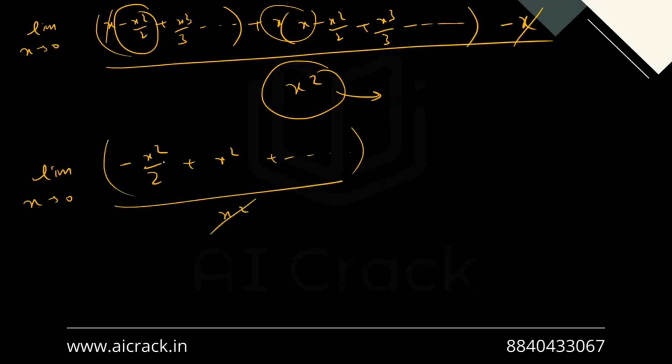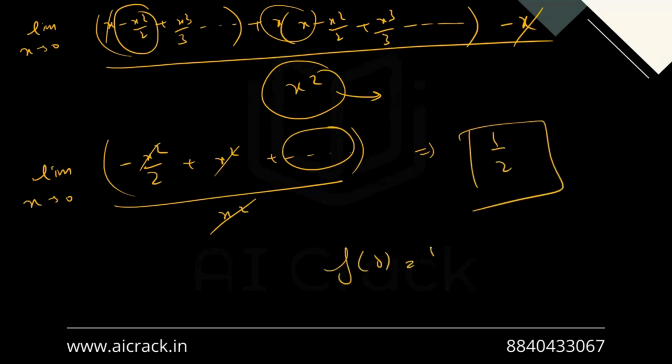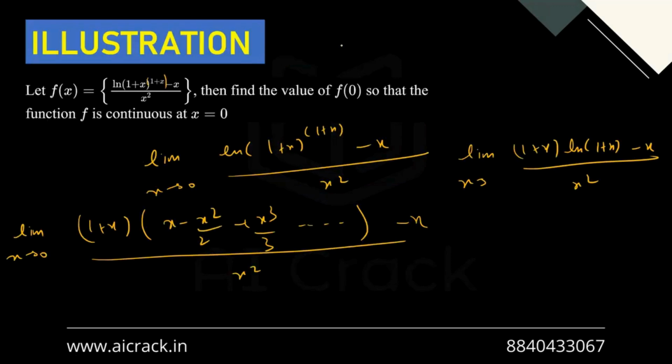Now even if I divide by x square, we'll be getting terms of x over here, and since x is approaching 0, those terms will be neglected, right? So eventually we'll be getting the limit as half. So f of 0 equals half, right? So we can say that if f of 0 would take the value half, this function would become continuous.